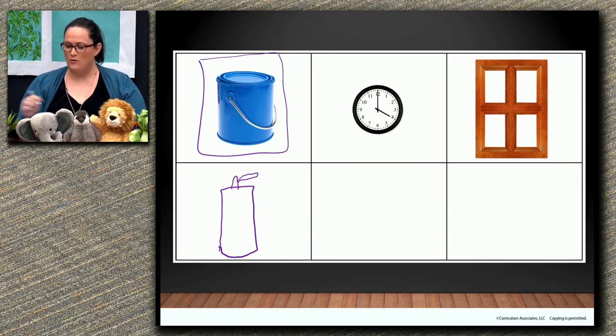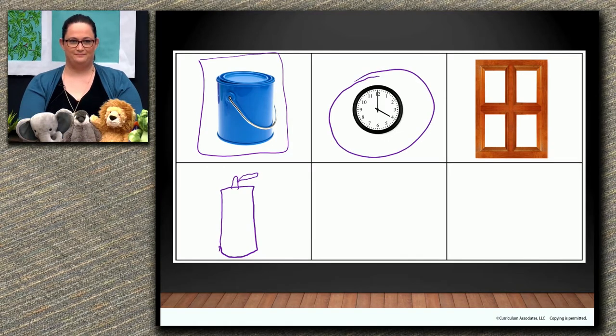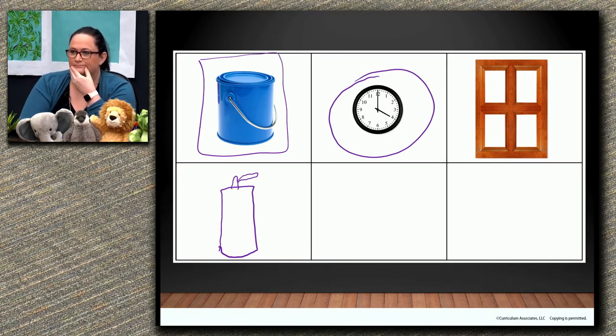Okay, now we're going to see if we can find circles. Where? Oh, I found a circle, Mr. Kevin. Well, that's the same as the clock. We have to find one that's different than a clock. Oh, it has to be different than the clock. Mm-hmm. Yeah. Do you know what's a circle?